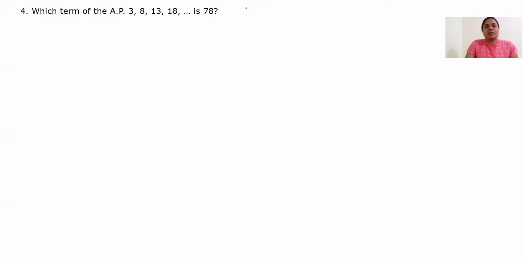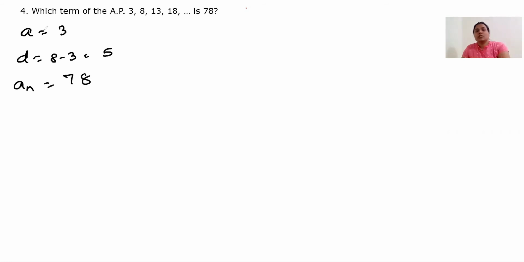The question is, which term of the AP 3, 8, 13, 18 is 78? So the AP is 3, 8, 13, 18. So we have A as 3, D as 8 minus 3, that is 5. And we have AN as 78. So it's written, which term of the AP? It means we have to find N. Which term means N. So AN is already given as 78. We have to find N.